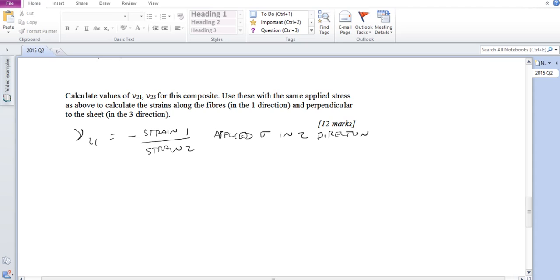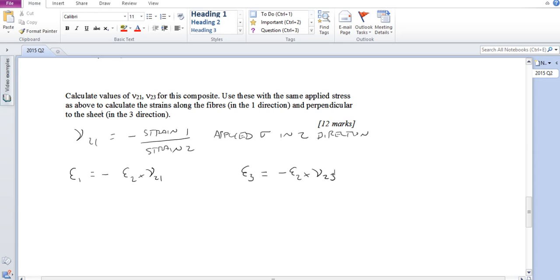So what we can do with these is, if we wanted to work out the strain in the one direction, we know that the strain in the one direction is minus strain in the two direction times Poisson's ratio 2:1. And similarly, the strain in the three direction is minus the strain in the two direction times Poisson's ratio 2:3. So we know the strain in the two direction.